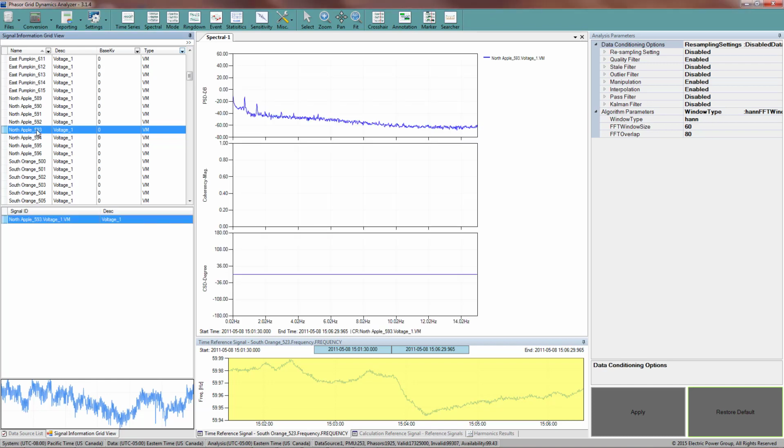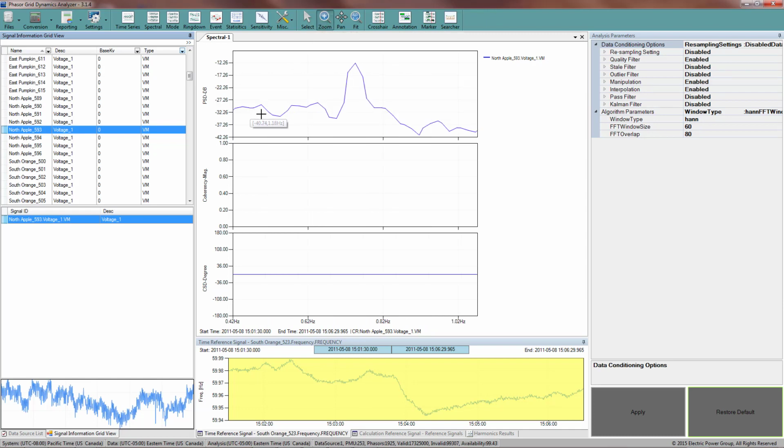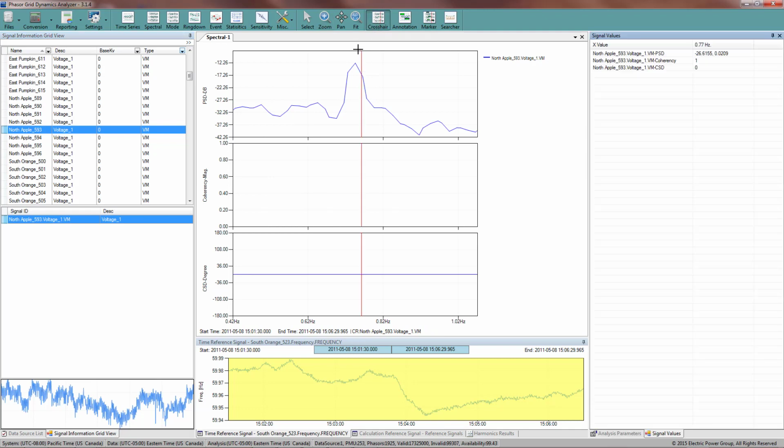PGDA shows several spikes in the power spectral density plot, each of which indicates the oscillation or modal frequency present in that signal. By zooming in on the first highest pinnacle, we can see that there is a 0.75 Hz oscillatory mode. Recall that 0.75 Hz belongs to the inter-area oscillation band. Next, we want to find what other PMUs are participating in this oscillation, so we will perform a search.